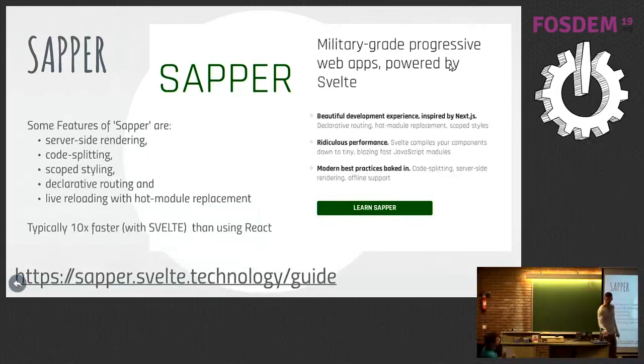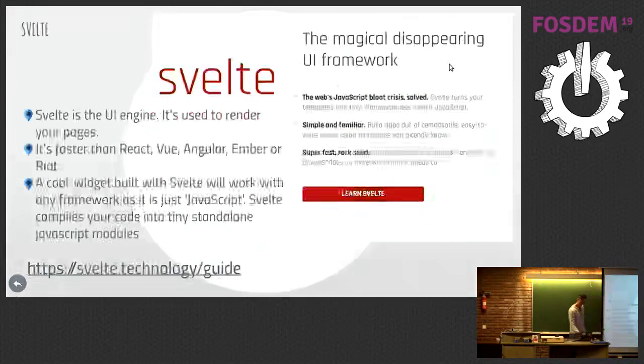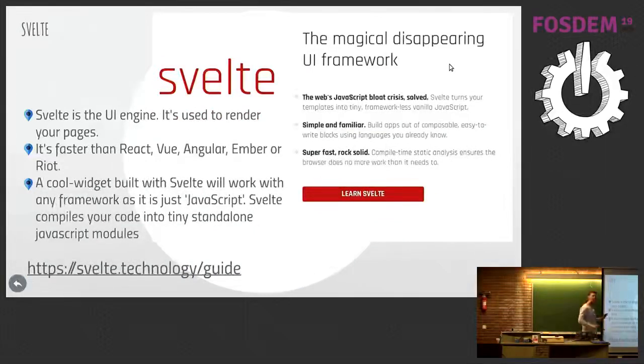So I've only got edge here, and I've got 5 minutes. It's 10 times faster. And Svelte is the UI part. So Svelte was the thing that gave us the UI rendering, and I'm not going to get time to go through that. It's a UI engine. It's faster than React, Vue, Angular, Ember, or Riot. It's got a cool widget system built into it as well. And go there, there's really good guides and really good explanations of how you can use this system. It's really quick to set up, and I was hoping I was going to do that.